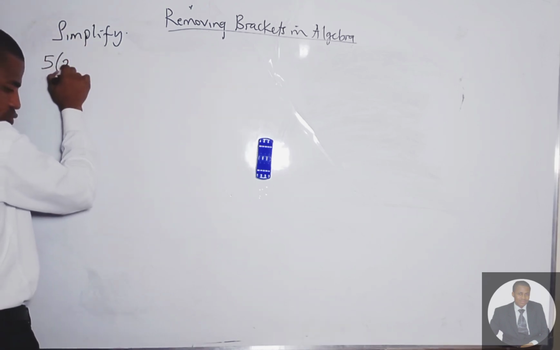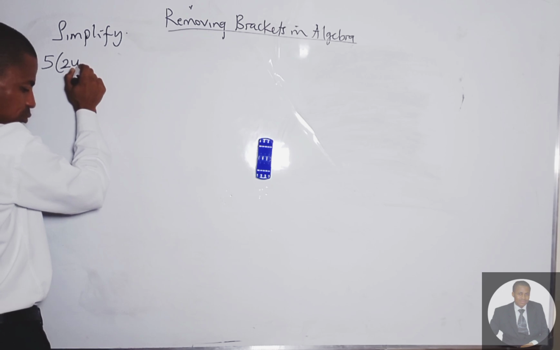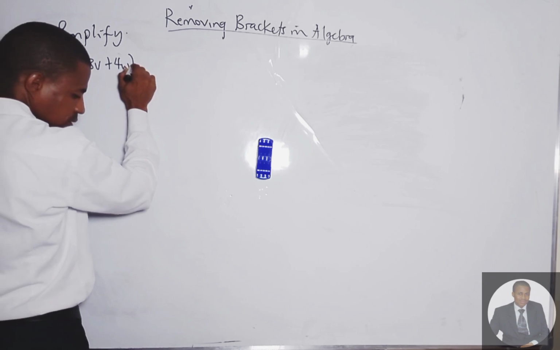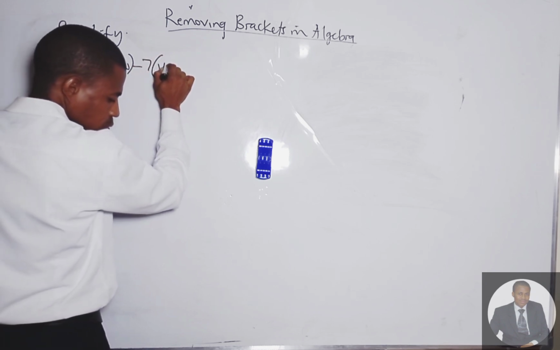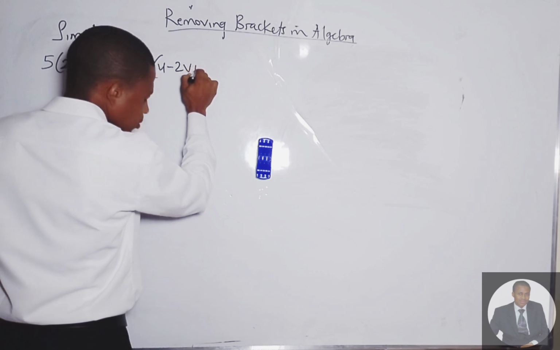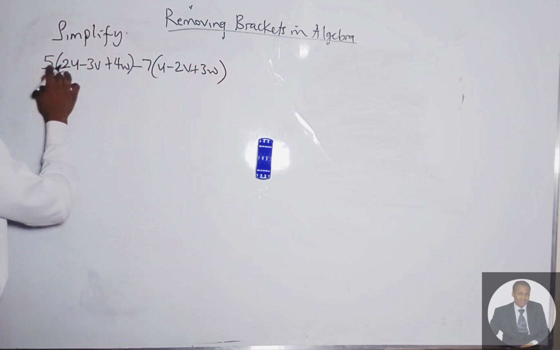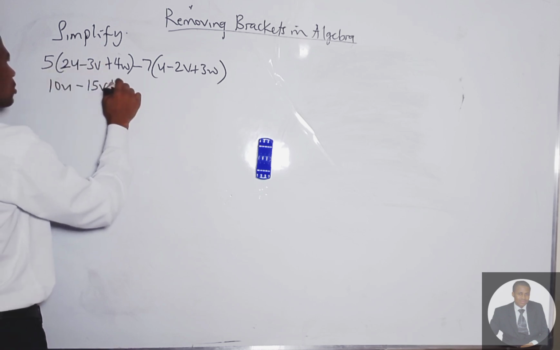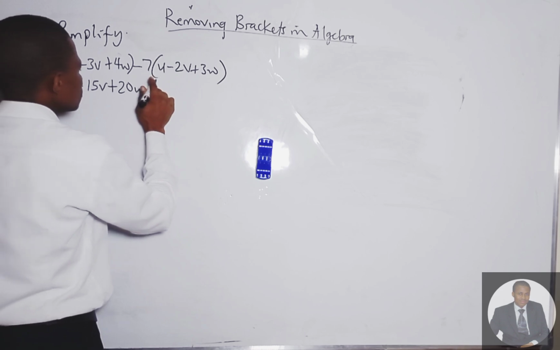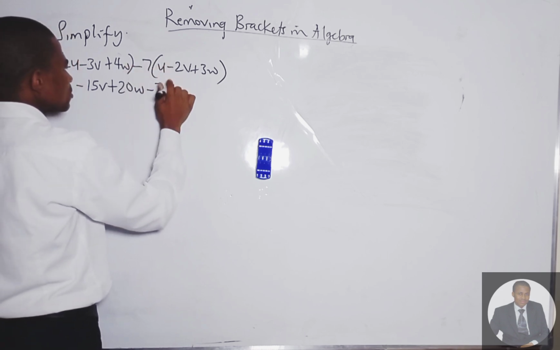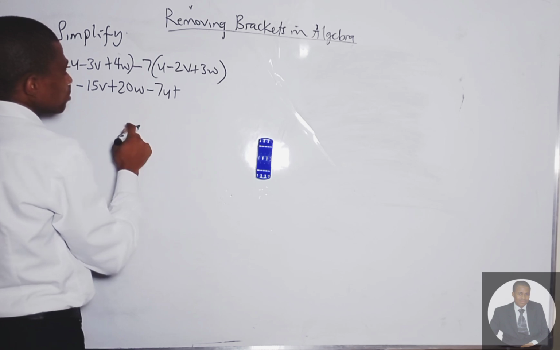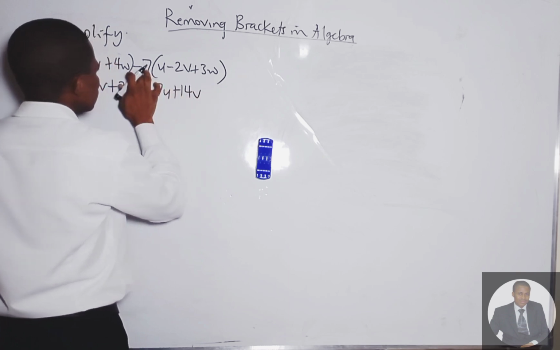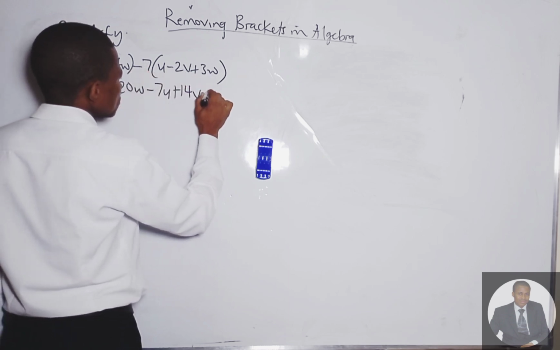5 open bracket 2u minus 3v plus 4w, then minus 7u open bracket minus 2v plus 3w. Then we open the bracket. 5 times 2 is 10u, minus 15v. 5 times 4 is 20w. Minus 7 times u, that's minus 7u. Minus 7 times minus 2v, that's plus 14v. Then minus 7 times plus 3w, that's minus 21w.